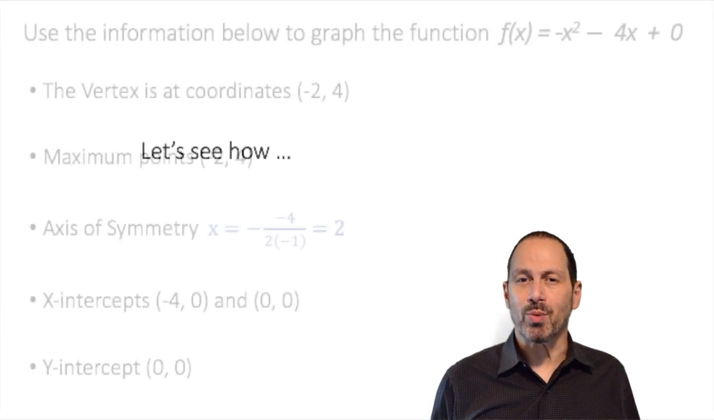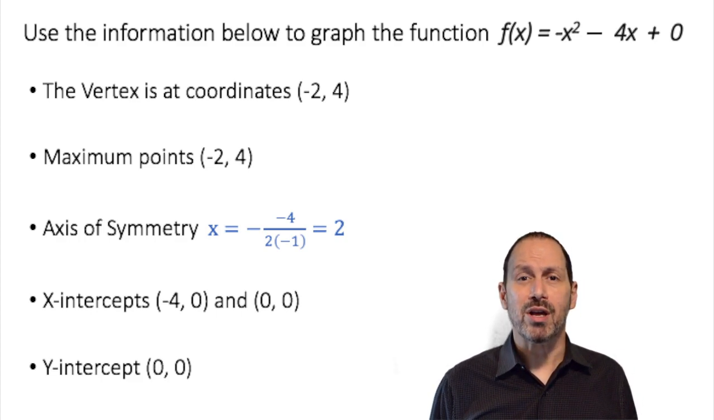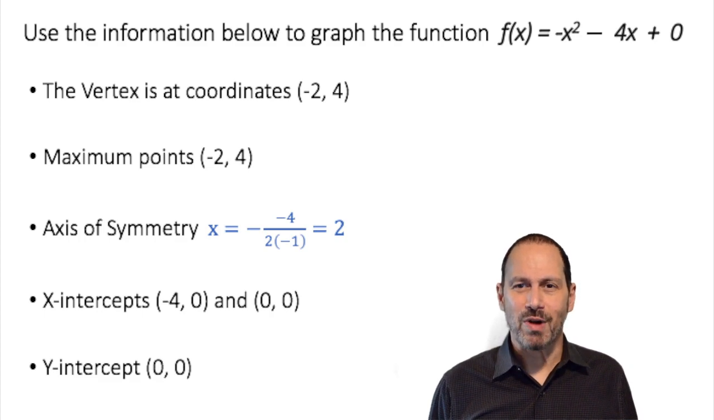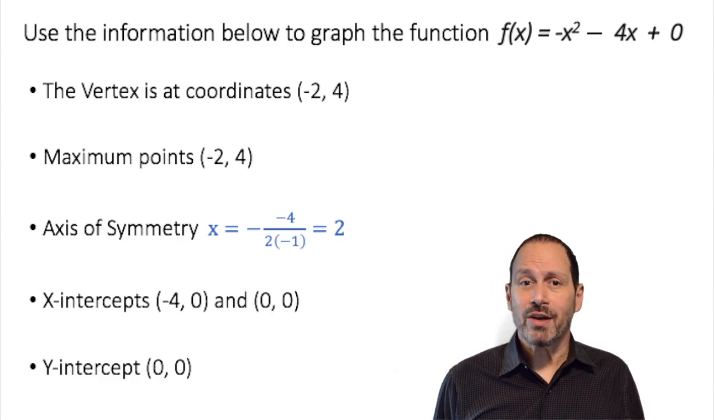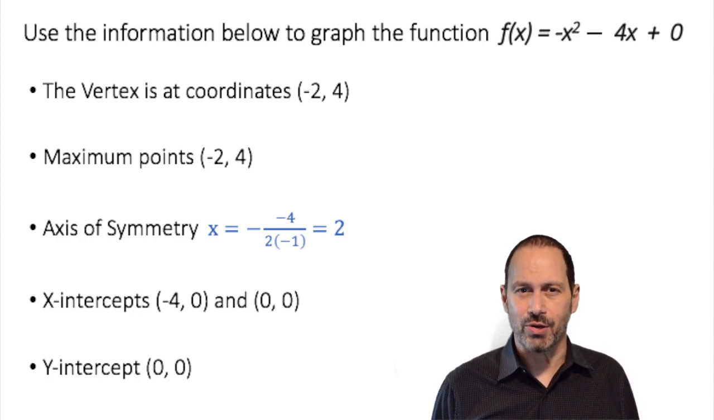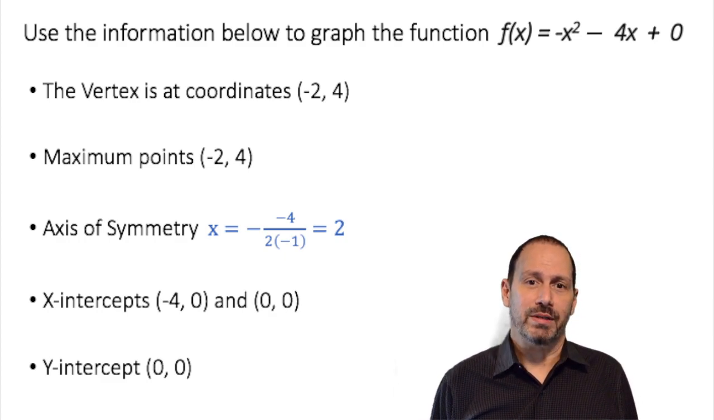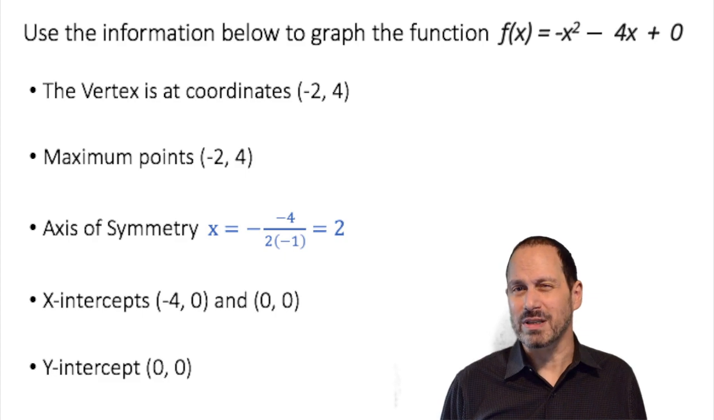Let's see how. Use the information provided here to graph the function f of x equals minus x squared minus 4x plus 0. Let's graph that. You have the vertex at coordinate (-2, 4). You know the location of the vertex. The vertex is a maximum point. Point (-2, 4) is a maximum.